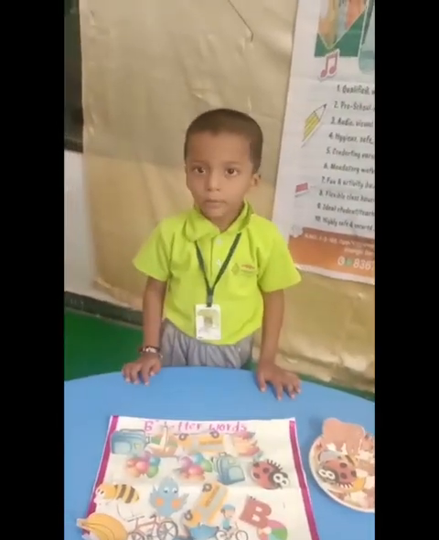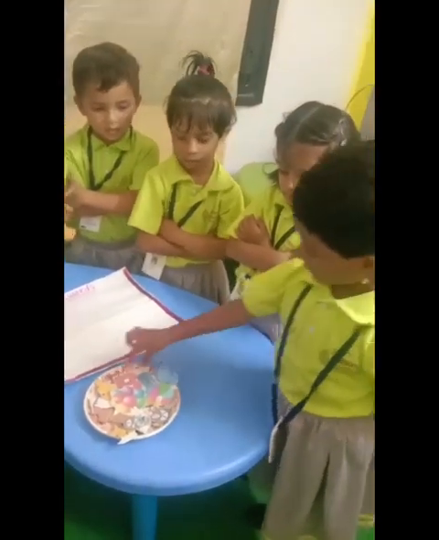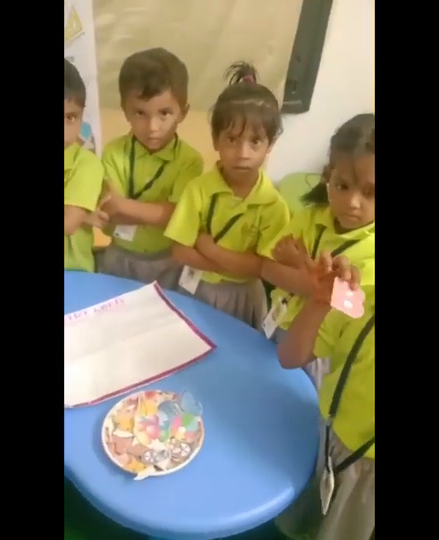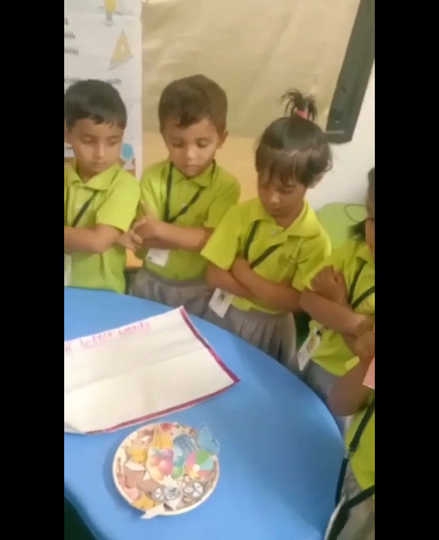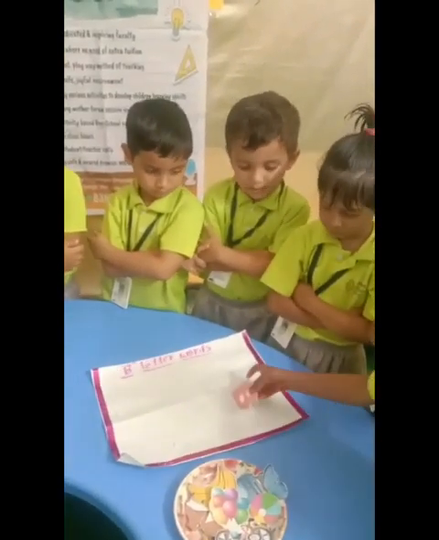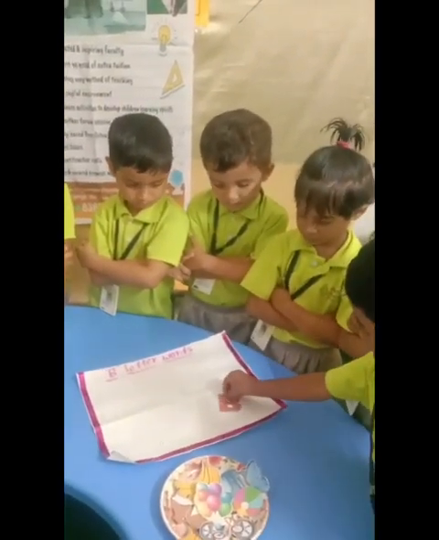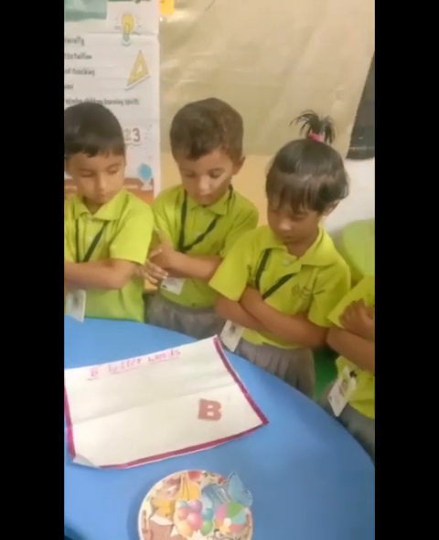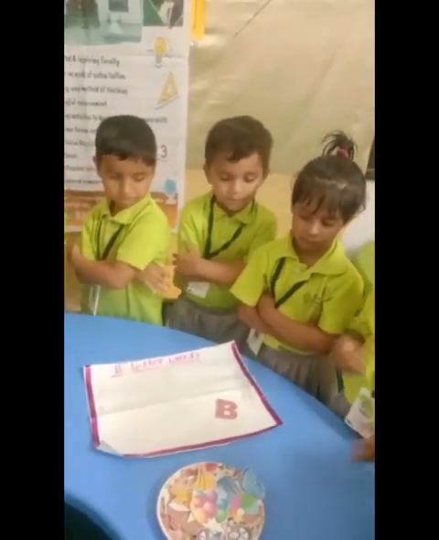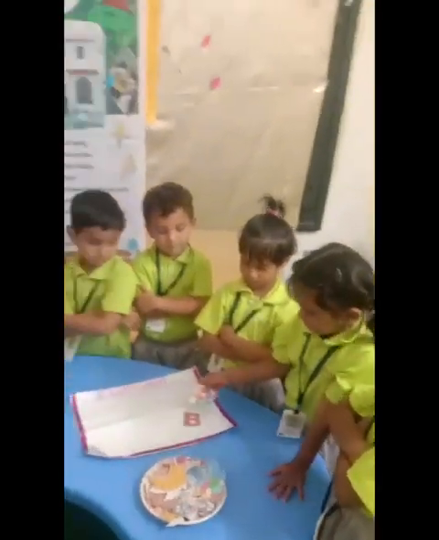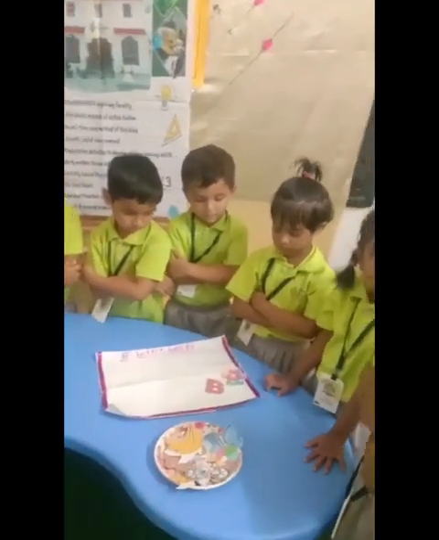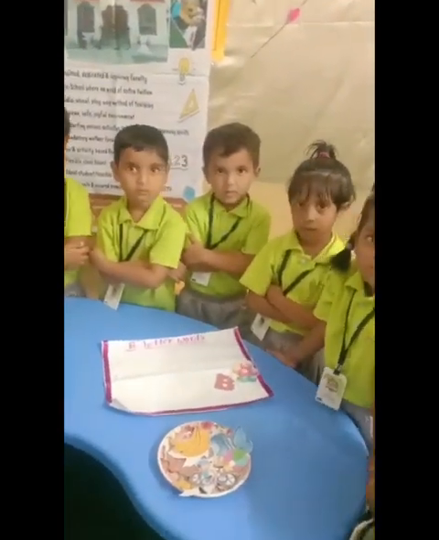Very good, Gautam. Pick the B letter picture. What is this? B. Paste the picture. Next. Pick the B letter picture. Show me. What is this? Balloon. Very good.